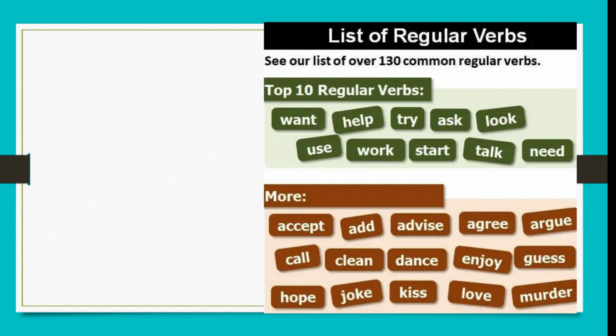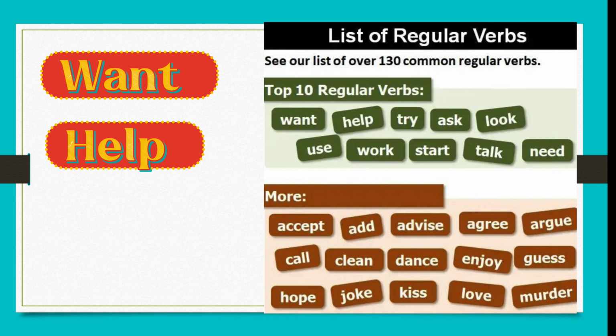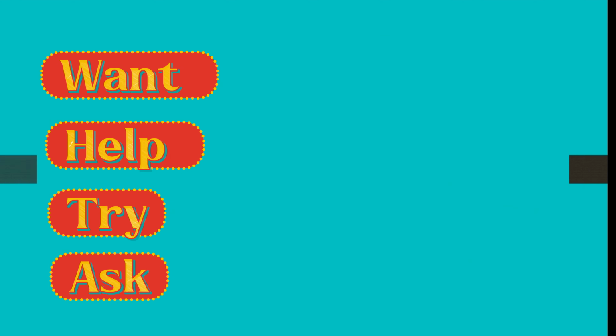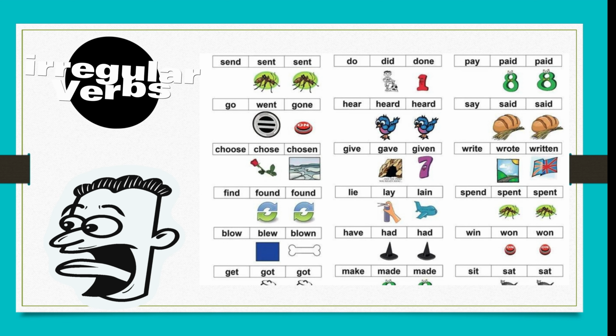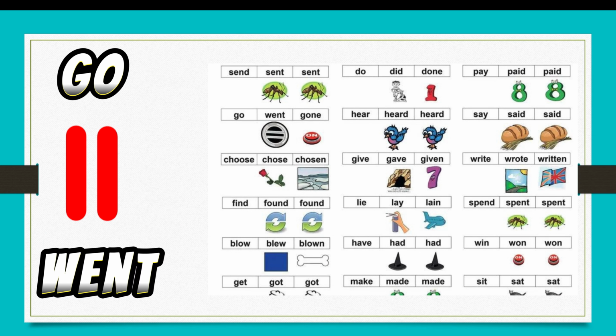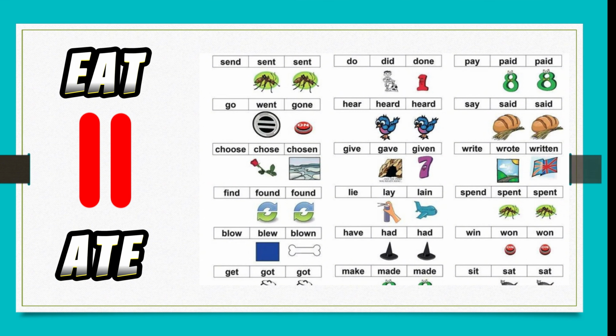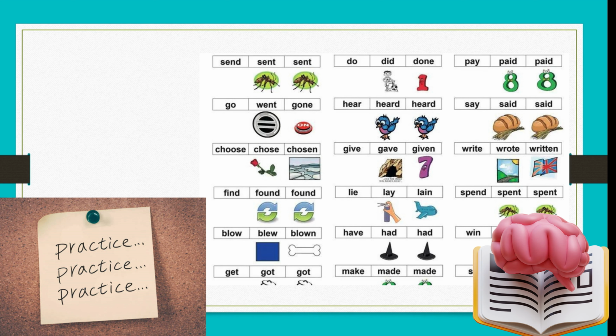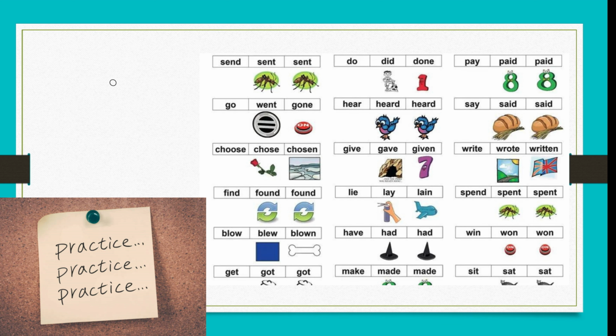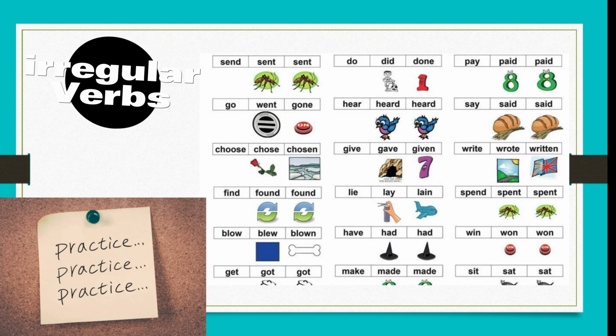Next, we have regular verbs. Regular verbs are words like want, help, try, ask. Then we have another form of the verb, which is the irregular verb. Their past form can vary widely. For example, go becomes went, and eat becomes ate. There's no easy way to learn these except practice and memorize them. Irregular verbs can be challenging, but with time and practice, you'll get the hang of them.